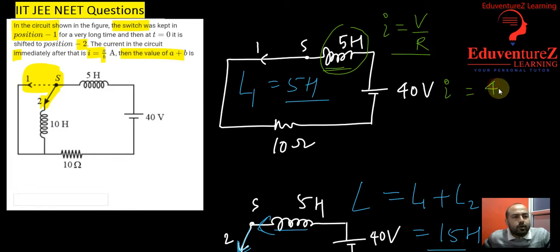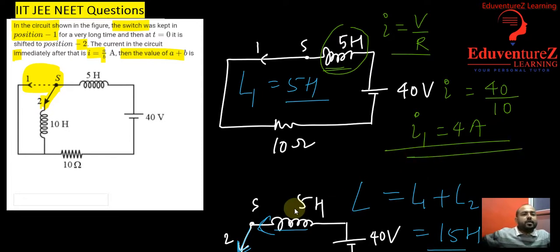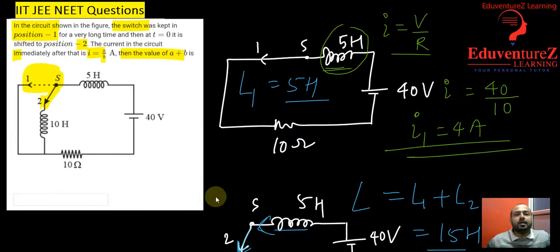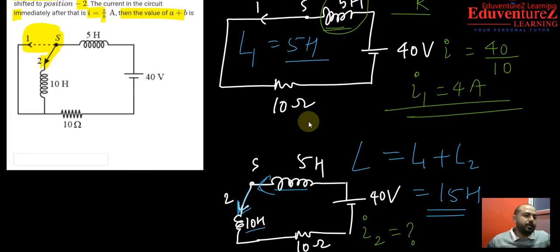The voltage is 40 and the resistance is 10. So the initial current, let us take it as I1, is 4 ampere. Now when the inductance changes to 15 Henry, the current will also change. So take the current as I2, and we have to calculate the value of I2 so that we can find A or B.